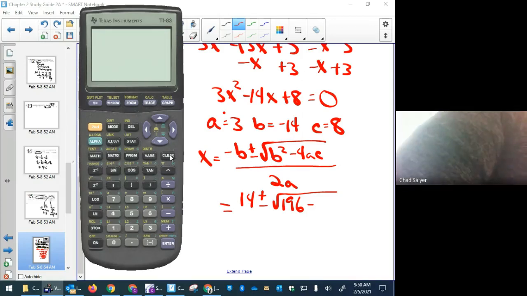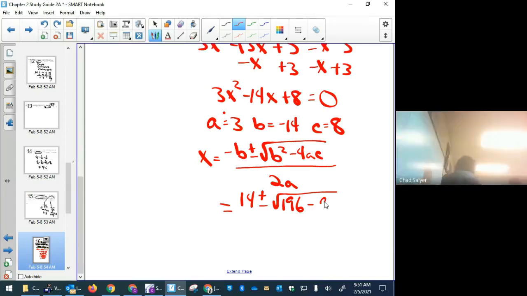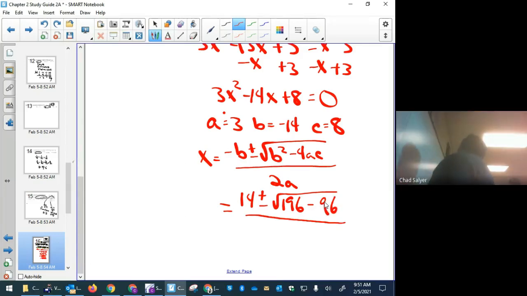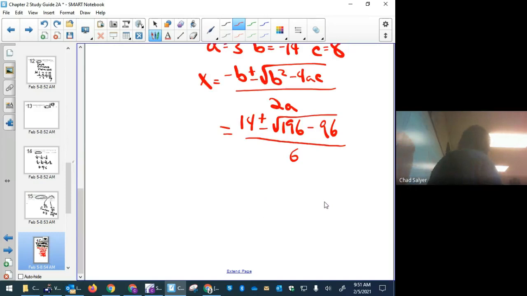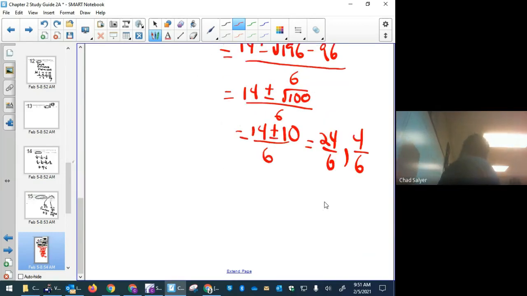4 times 3 times 8, yeah, 96, over 2 times 3. So we got 6 here. So this is 14 plus or minus the square root of 100 over 6, which is 14 plus or minus 10 over 6, which is 14 plus 10, 24 over 6, and 14 minus 10, 4 over 6.